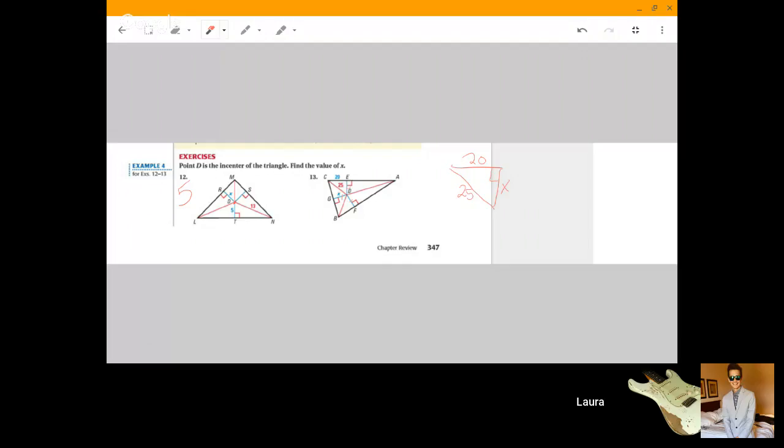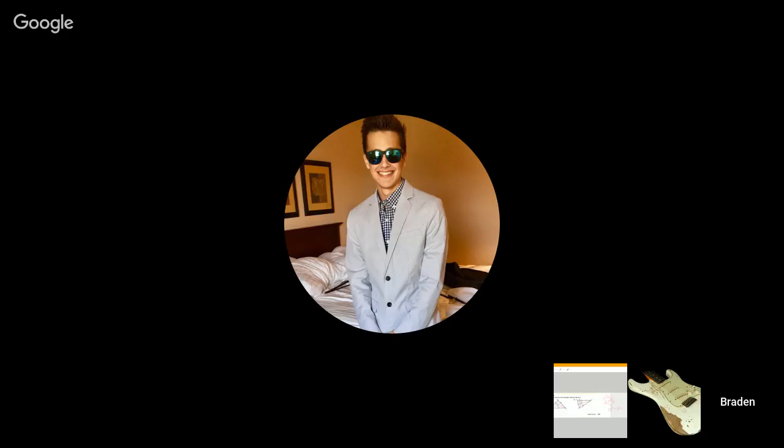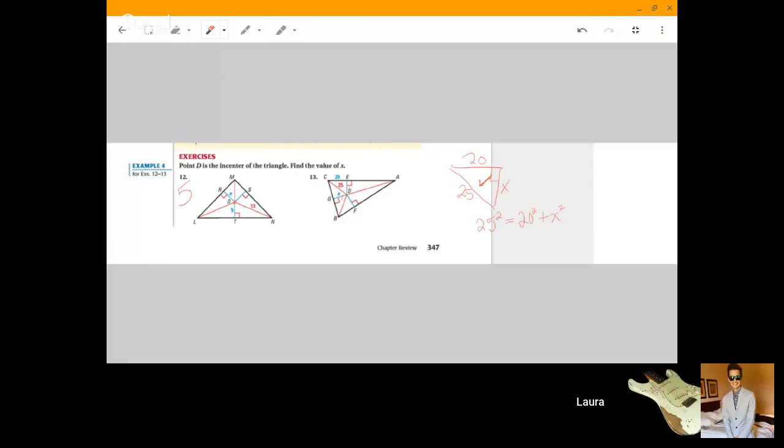All right. You put the longest side by itself on one side and you square it. So 25 squared. You know it's the longest side because it's always across from the right angle, okay? So 25 squared is going to equal 20 squared plus what? X. X what? X squared. There you go.